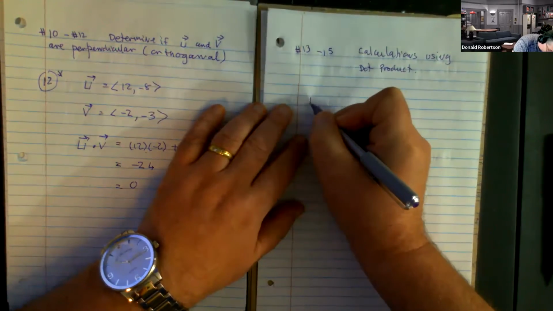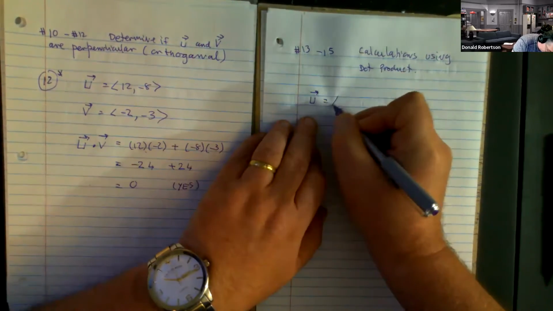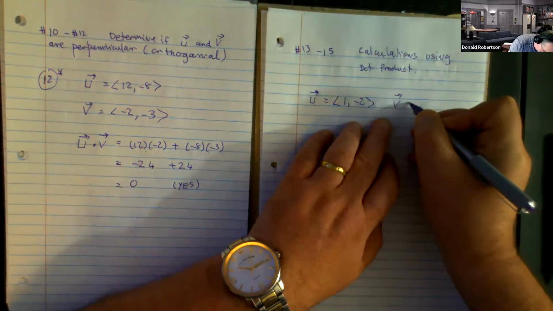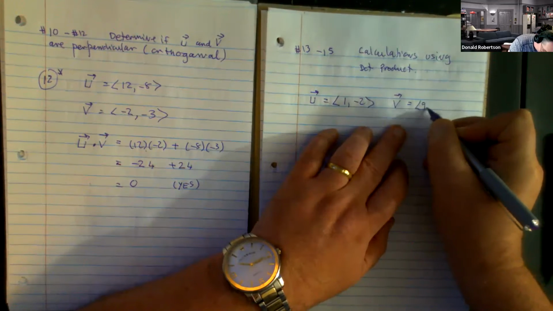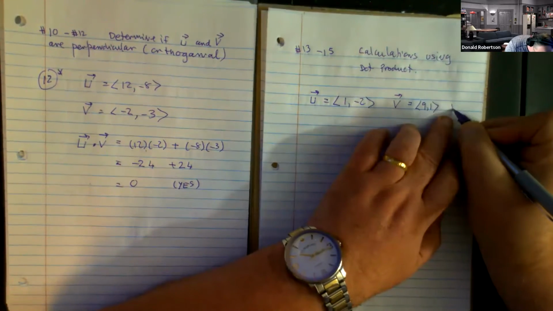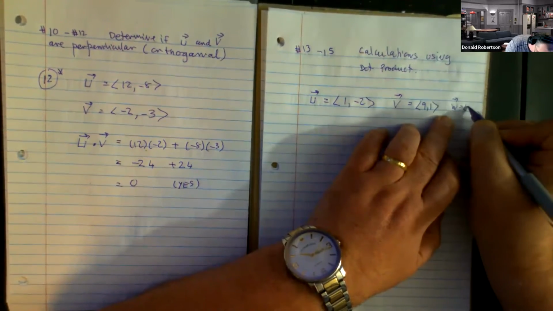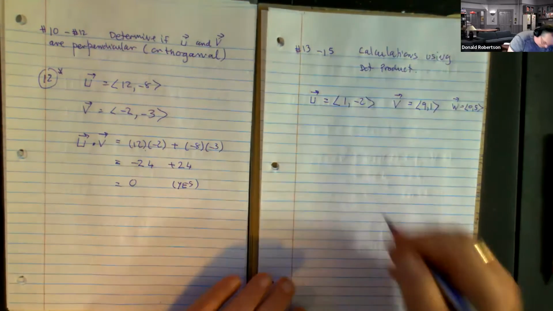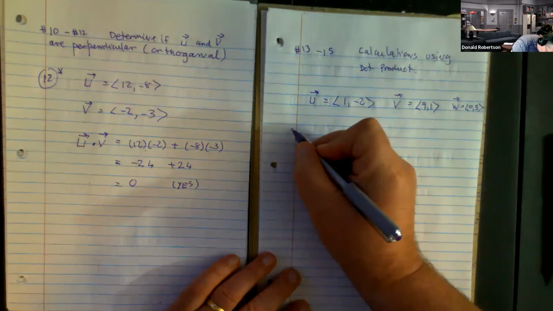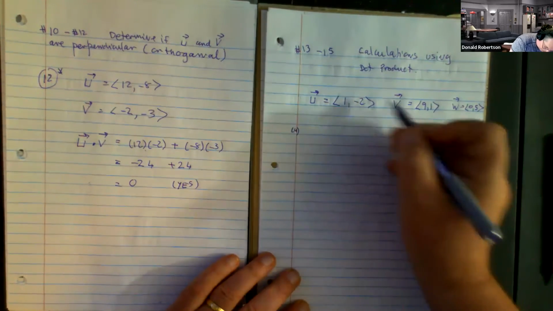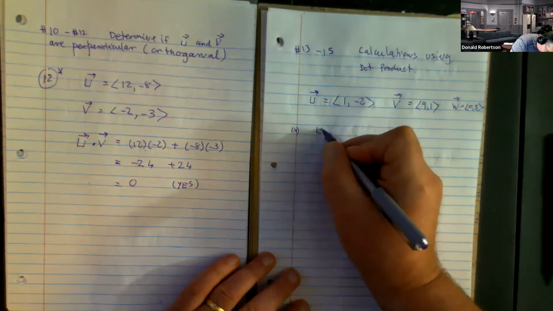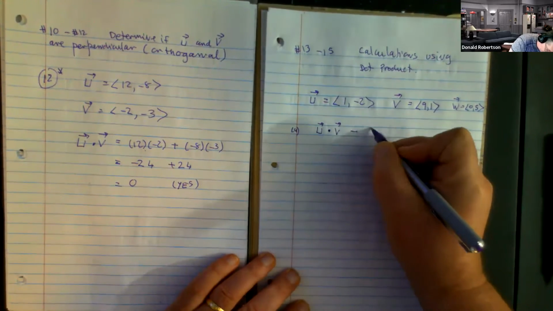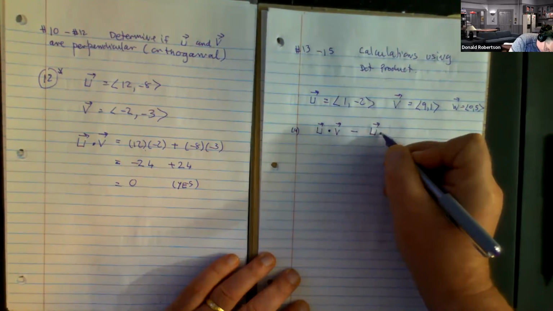So I'll give you an example of one. u is the vector 1, -2. v is the vector 9, 1. And w is the vector 0, 5. So we have 3 vectors. And you could be asked to do calculations using or involving a dot product. For instance, you might get u dot v take away u dot w.